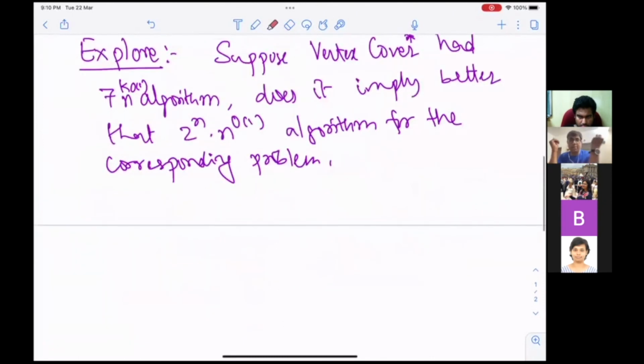So rather than having this 2 power K algorithm, imagine that you had a 7 power K algorithm or a 10 power K algorithm. Does it imply a better algorithm? Just think about it. This is not something I expect you to come up with an answer for, but it is worth thinking about.